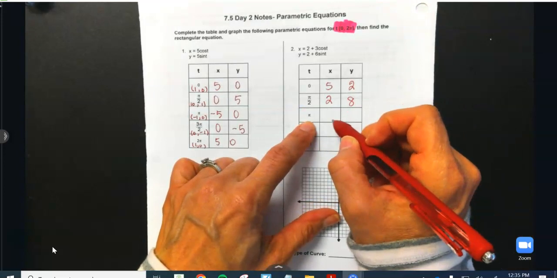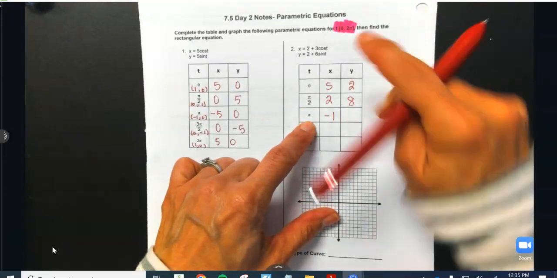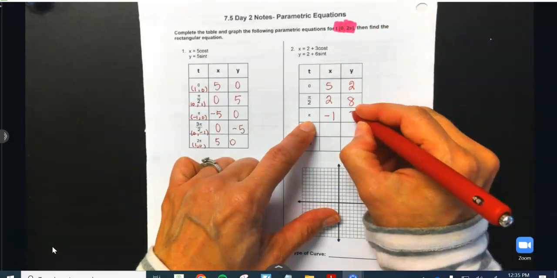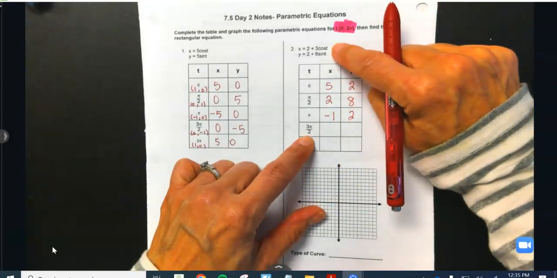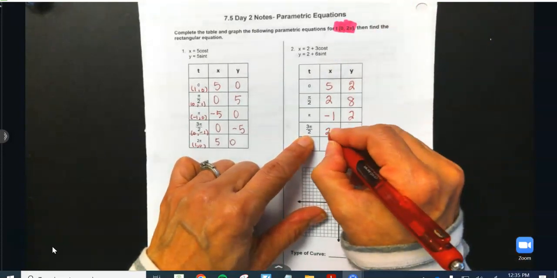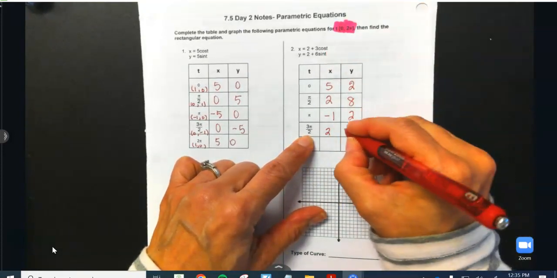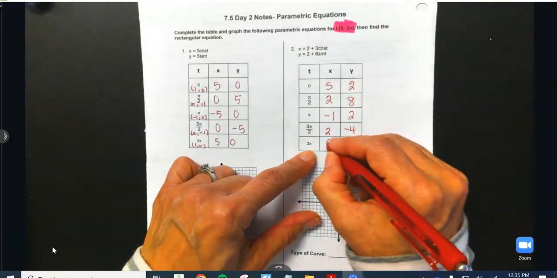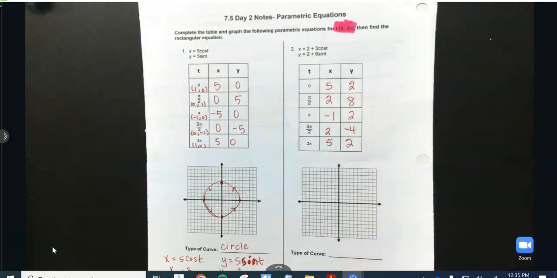For the left side, remember the cosine value is -1, so be careful with your order of operations there. The bottom of the unit circle, and then back to the beginning again. All right, let's graph these.